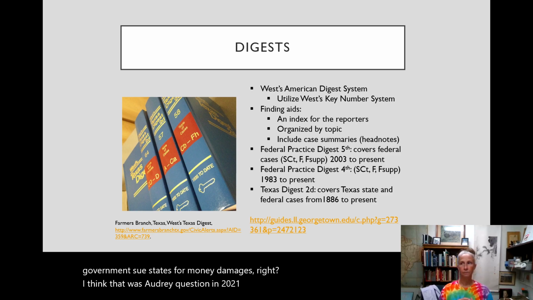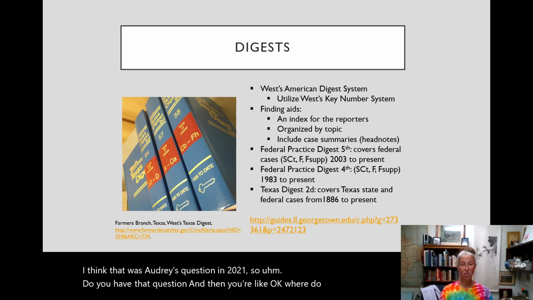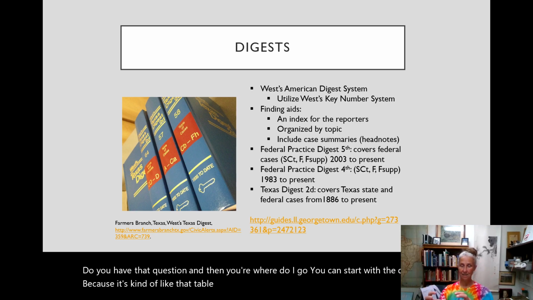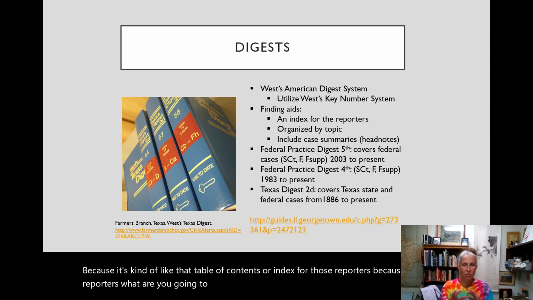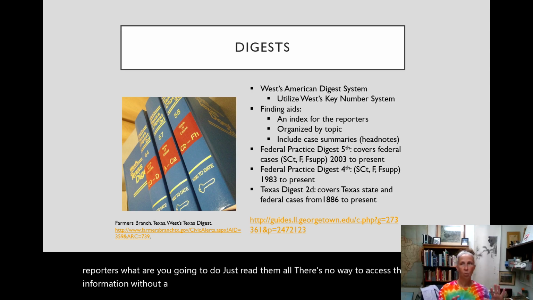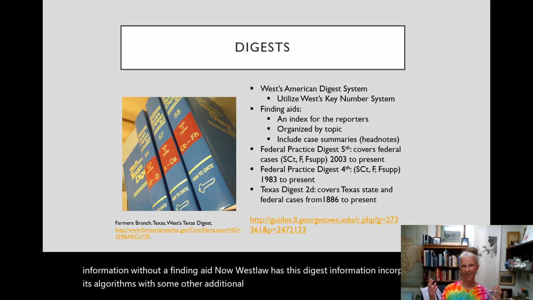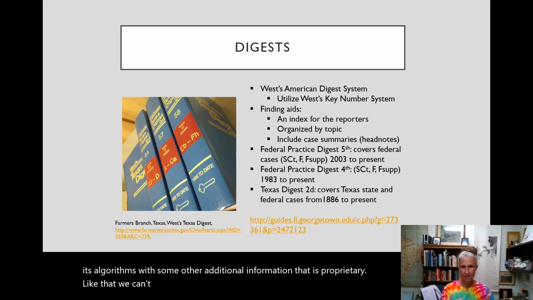So you have that question, and then you're like, okay, where do I go? You can start with a digest, right? Because it's kind of like that table of contents or index for those reporters. Because the reporters, what are you going to do? Just read them all? There's no way to access that information without a finding aid. Now, Westlaw has this digest information incorporated into its algorithms with some other additional information that is proprietary, that we can't know. But this digest information is what went in to build Westlaw and Lexis.